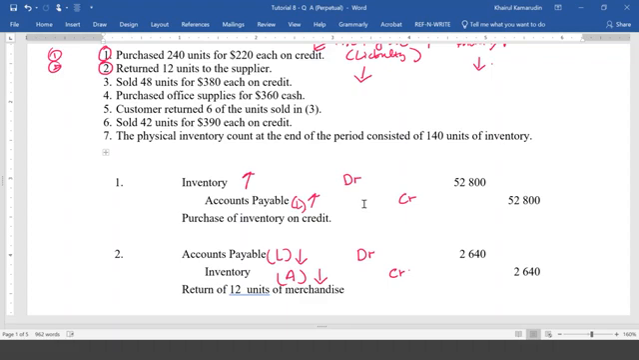Okay. How did I get 2,640? Let me put the calculation here. This one is 240 multiplied by 220. That gives you 5,280. For the second one, you return 12, so 12 multiplied by 220. This is the purchase price. So that's why you get 2,640.